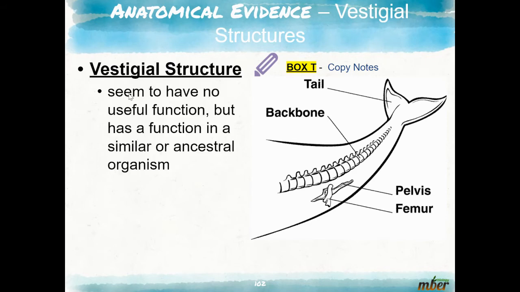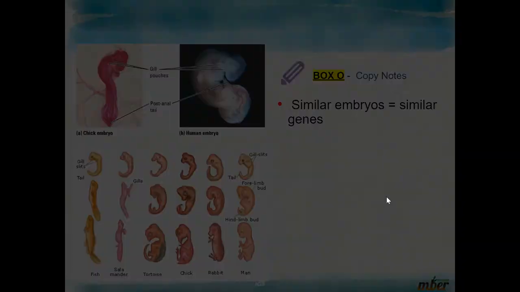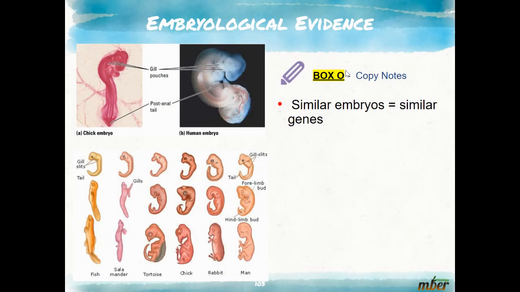A vestigial structure seems to have no useful function, but has a function in a similar or ancestral organ. So for example, in certain, I can't remember if this is a whale or a dolphin tail, they have these free-floating bones that resemble a pelvis or a femur that currently have no function, but must have been anatomically useful in their ancestors. Oh, this is a whale pelvis. Box O, see, I fixed this one.